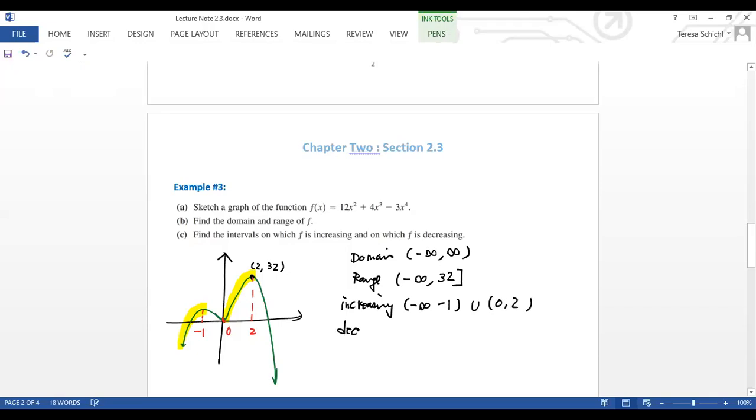Okay, so the same way, let's take a look at where the function is decreasing. The decreasing here is going down, right? And here it's going down too. So the decreasing is -1 to 0. And here, 2 to infinity. All right, so that's it. That's pretty easy as soon as you have the graphing tool to help you, then that's good.